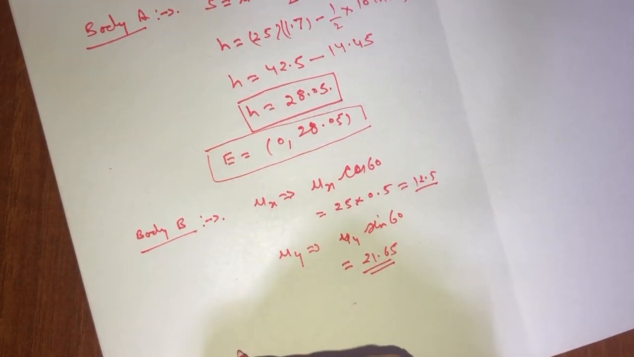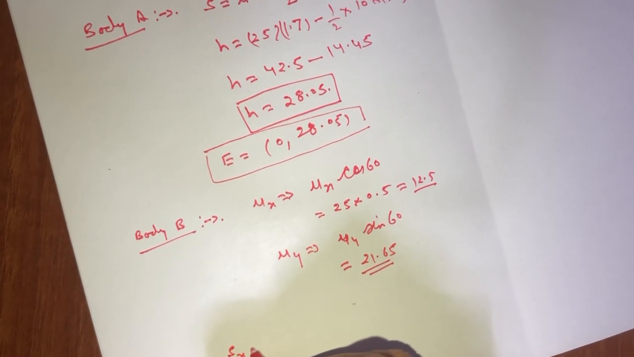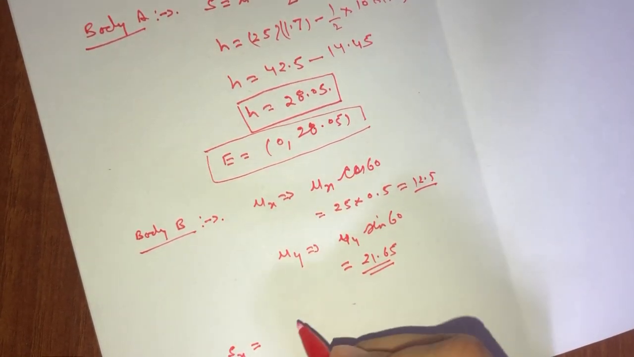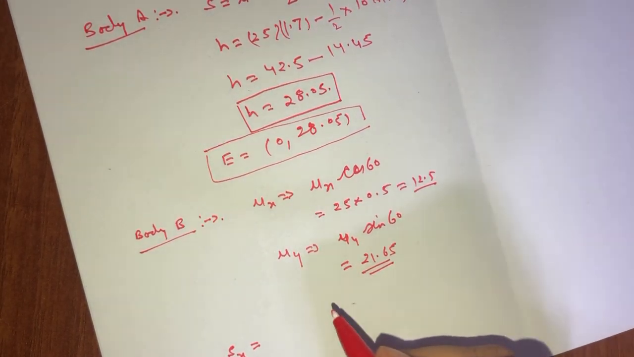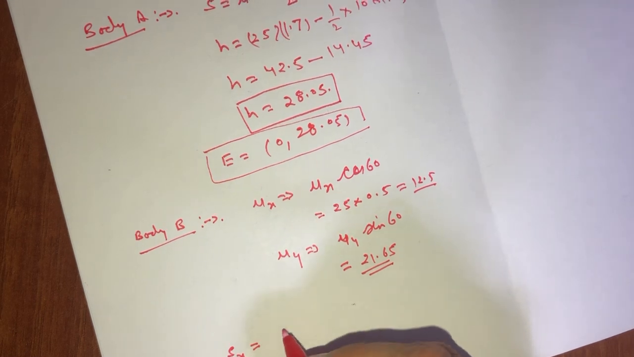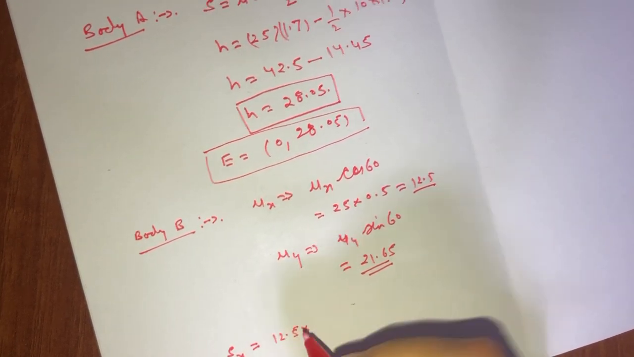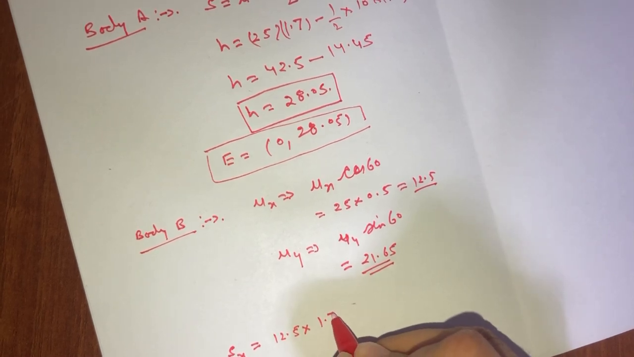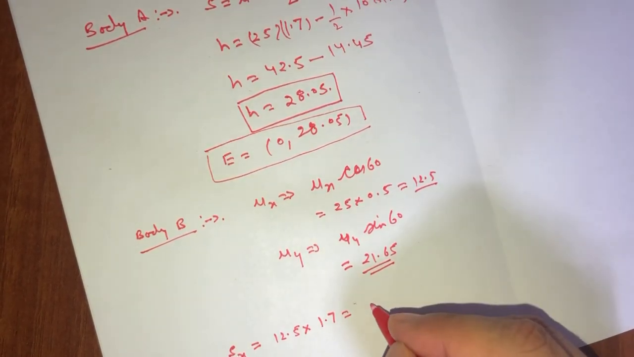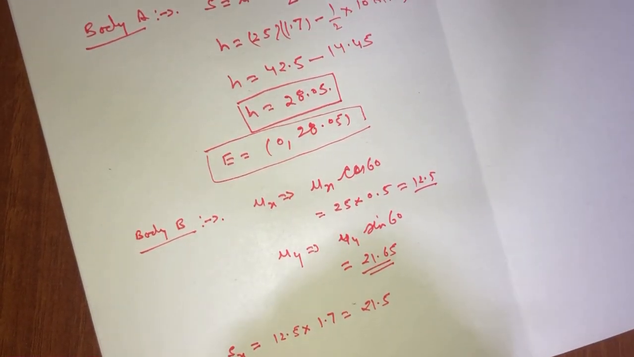So the distance traveled in the horizontal direction, let us suppose it is written as s of x, will be equal to u of x, that was 12.5, multiplied by time t, 1.7, so this will be equal to 21.25. And in the vertical direction, s of y will be equal to u of y t minus half g t square.